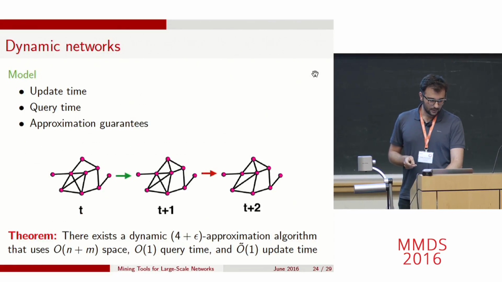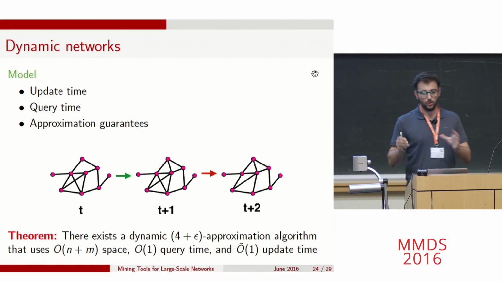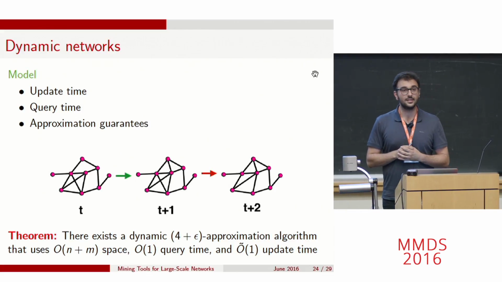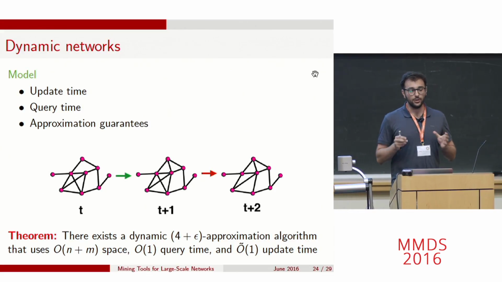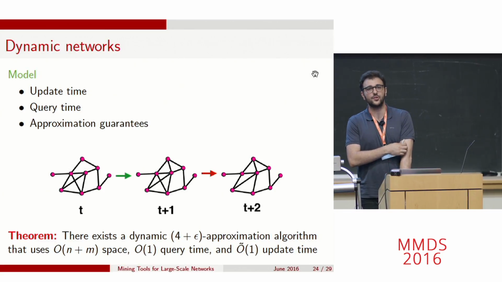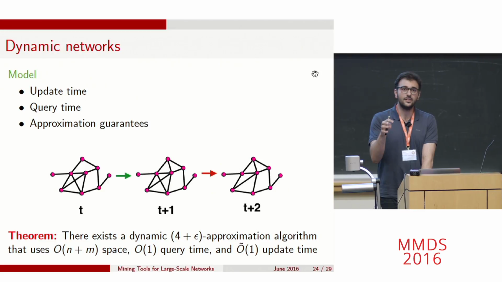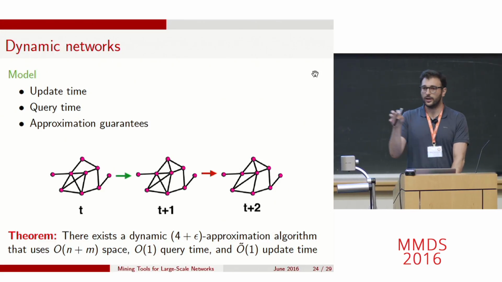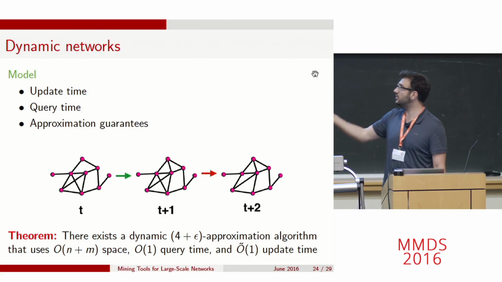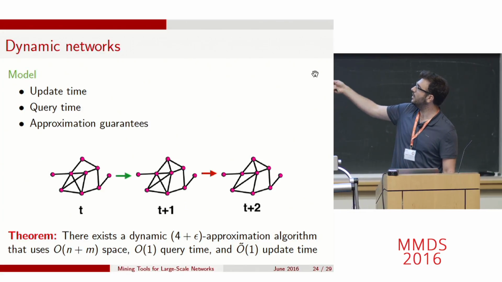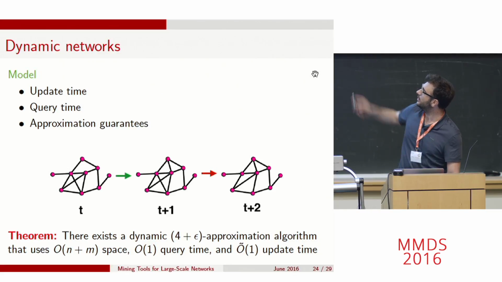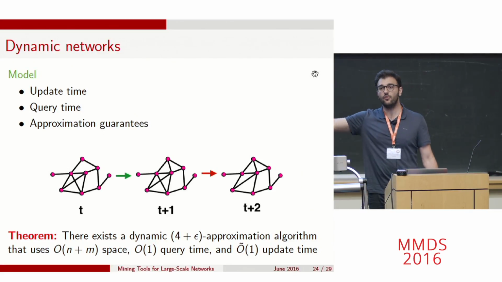So let me conclude the presentation of our results by discussing dynamic networks. So the model here is very similar to the streaming model that I described earlier, but it cares about different aspects. So again, you have a graph that changes over time. You can have edge insertions and edge deletions. So you can see here a graph. You have one edge inserted here. You have one edge deleted here, and so on. So you have, again, a stream of updates.